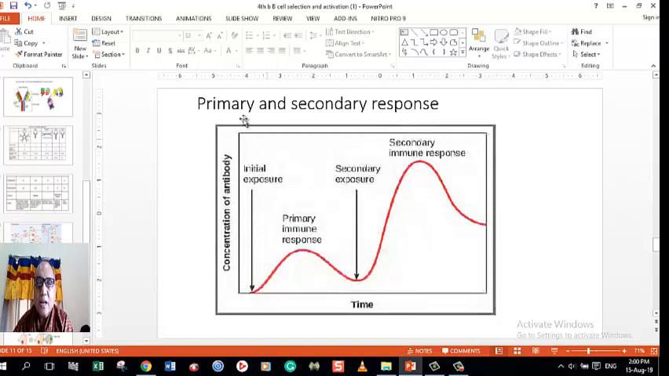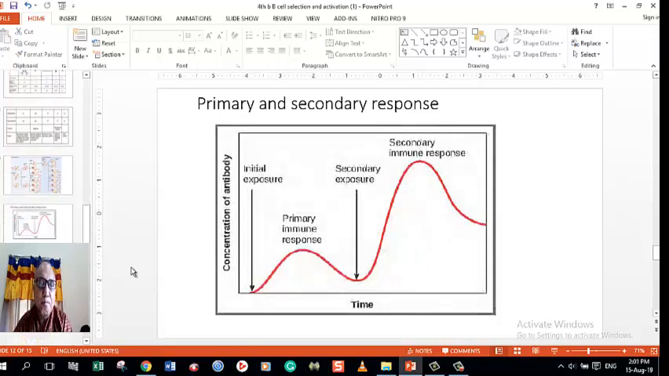Now the actions of these antibodies: in the initial exposure to the antigen, the B cell produces antibody at a much lower level than the second time encounter. So here this is the concentration of antibody that is being produced by the B cell. In primary encounter, it produces quite a low concentration of antibody. In the secondary encounter, the memory cells react quickly and produce a lot of antibody. So the response will be much faster in the secondary response.